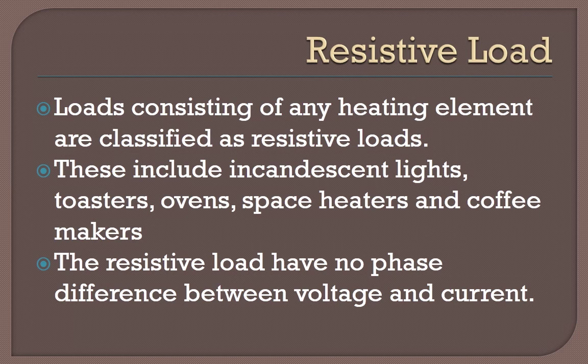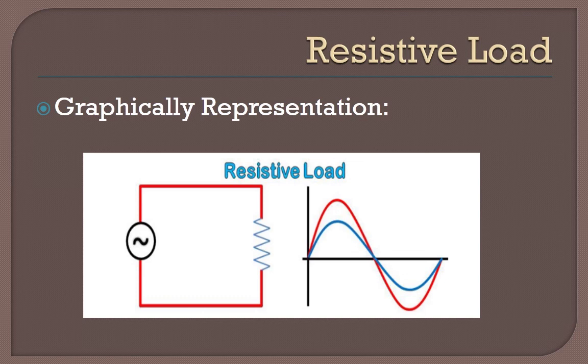The resistive loads have no phase difference between voltage and current. I will show you a graphical representation of a resistive load in sine waves of voltage and current. In this graphical representation, have a look. The voltage and the current lie at zero phase difference. That is the main difference.